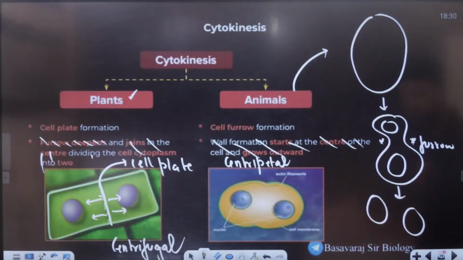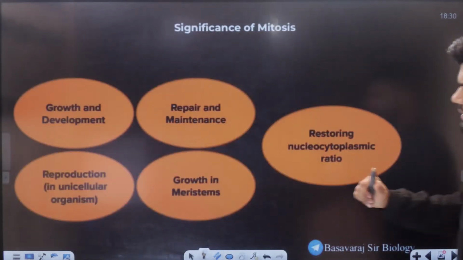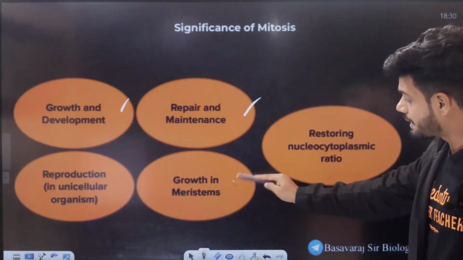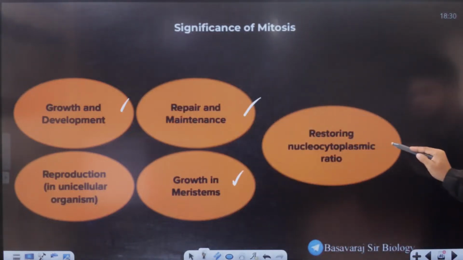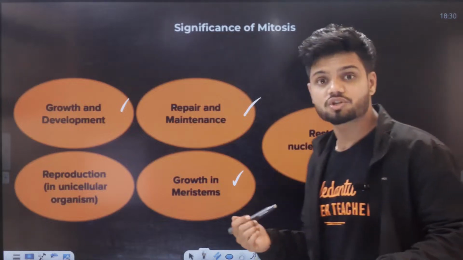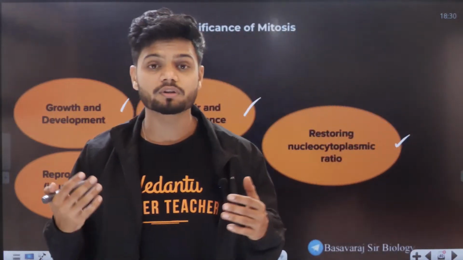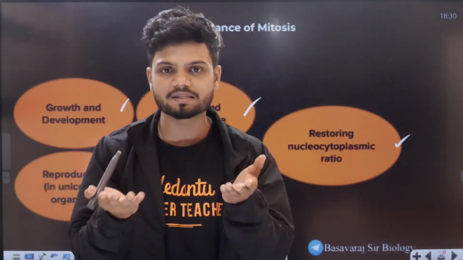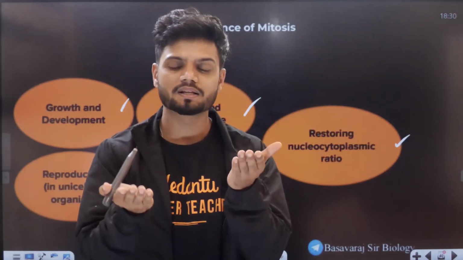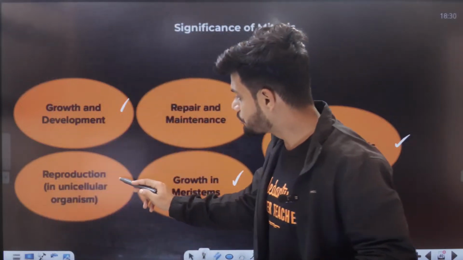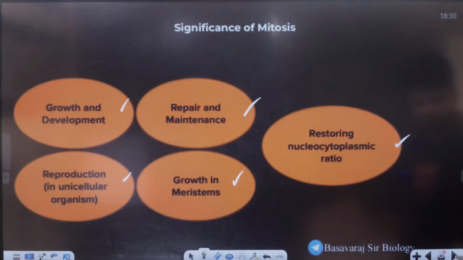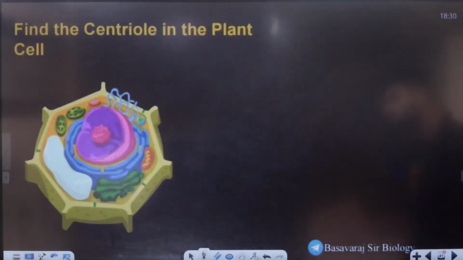What is this? Centrifugal. Now, what is the significance? Growth and development, yes. Repair and maintenance, yes. Growth in meristem, restoring nucleocytoplasmic ratio. That is, imagine if the cytoplasm keeps on increasing, but the nucleus is not dividing. Imbalance. To correct that imbalance, mitosis is there. And that is in unicellular organisms. Now, students, one question to all of you.